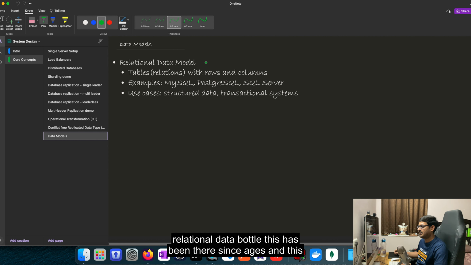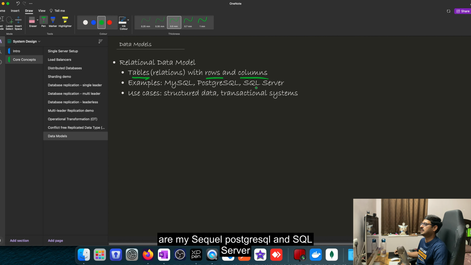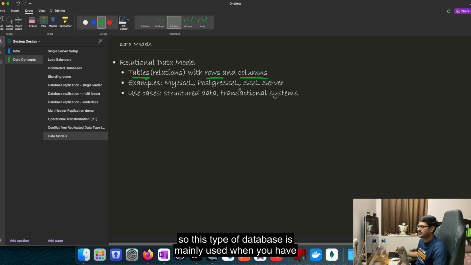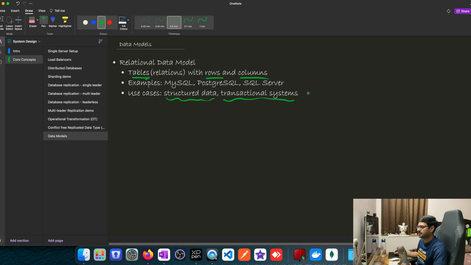This has been there since ages and this works very well for most of the use cases. In a relational data model, we map data in the form of tables, and each table will have some rows and columns, right? The popular examples are MySQL, PostgreSQL, and SQL Server. This type of database is mainly used when you have structured data, when you need strong atomicity guarantees, and when you have transactional systems, right?